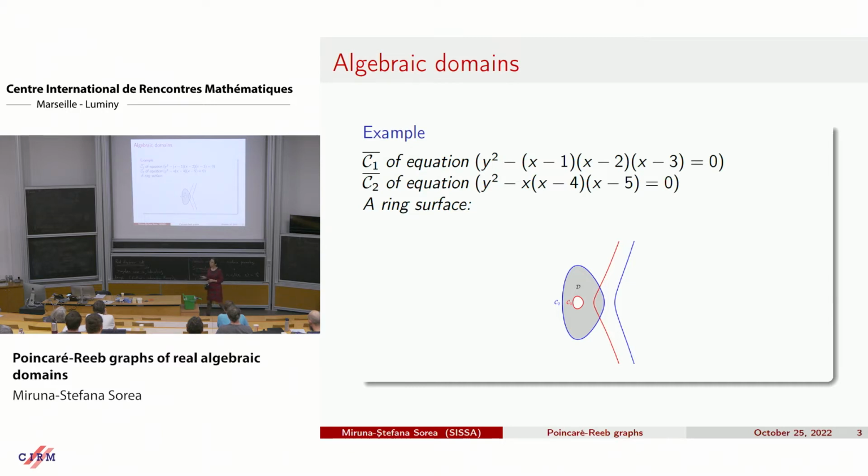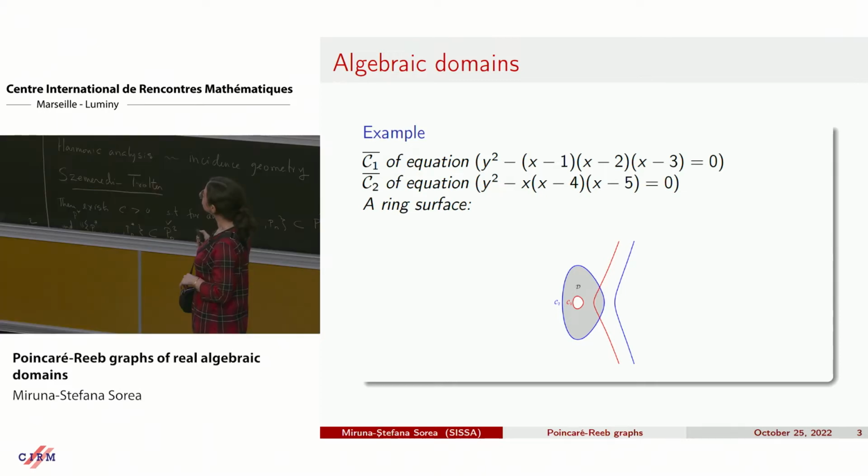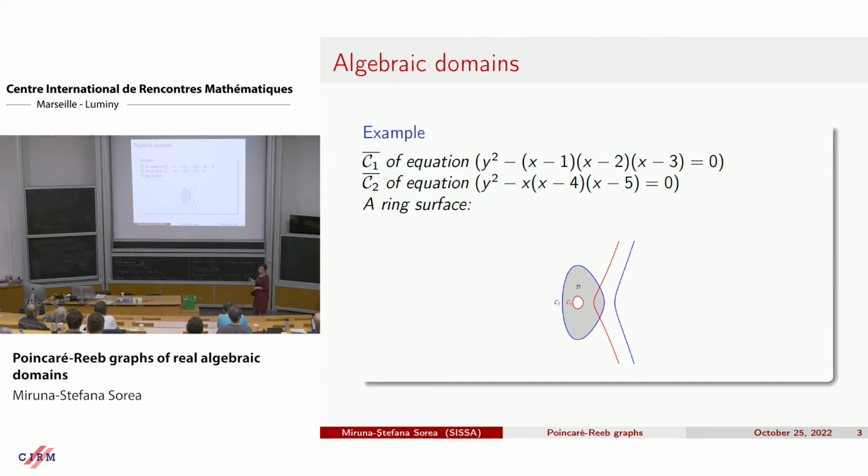Just to have a concrete example of an algebraic domain, if we have this real algebraic curve in red, given by this equation, it has two connected components, an oval and a component homeomorphic to a line. And consider another one here by this equation in blue. Again, it has an oval and a component homeomorphic to a line.